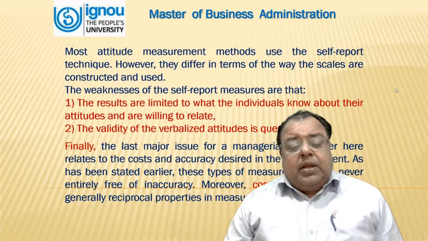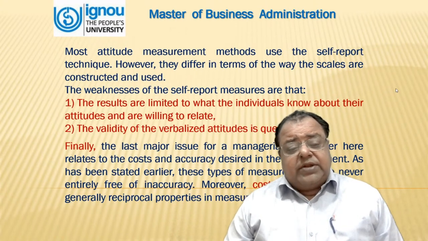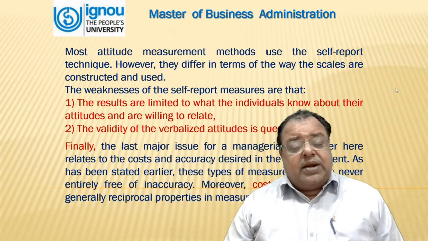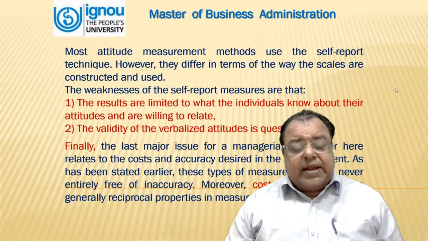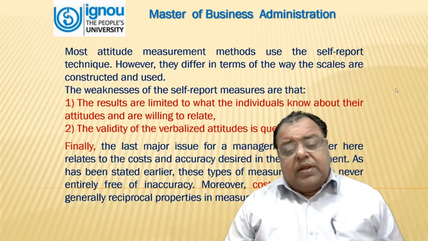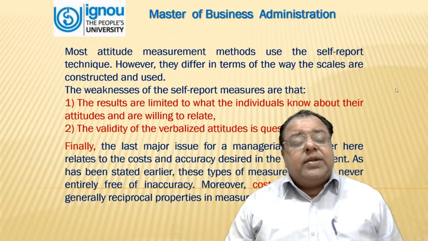Finally, the last major issue for managerial research here relates to the cost and accuracy desired in the measurement. As has been stated earlier, these types of measurements are never entirely free of inaccuracy. Moreover, cost and accuracy are generally reciprocal properties in measurement.